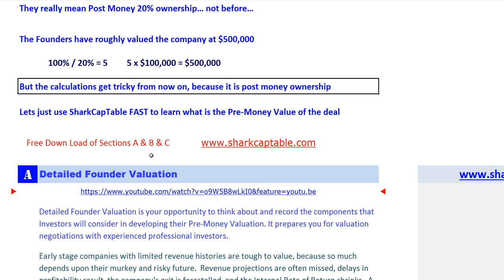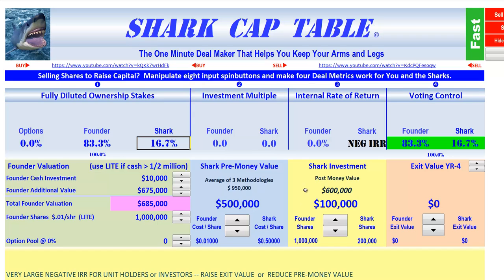Let's just use Shark Cap Table Fast to learn what is the pre-money value of the deal. Well, here we are. We don't need a lot of numbers because we're just going to use this number here, which is the percentage that the shark, the investor, must own. And we're going to dial in the $100,000, and the proposed $500,000 is the pre-money value or valuation that the owners say they have. But the sharks aren't going to get 20% until this is lowered, and you keep on lowering it until you see it at 20%. But the pre-money value that actually sold the sharks their shares was $400,000, not $500,000.